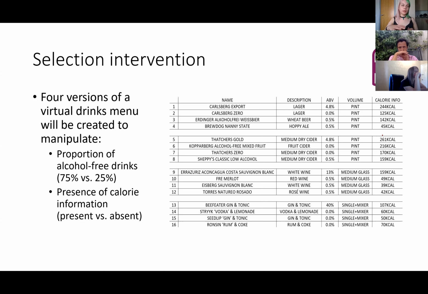In all drinks menus, there are always 4 types of drinks. So there are always 4 beers, 4 ciders, 4 wines, and 4 spirits or spirit alternatives. And as you can see in the percentage, in the high alcohol-free availability condition, 3/4, so 75% of drinks in all types of drinks are always non-alcoholic, and also calorie information is present. So in a calorie information absent condition, there was just no column here.